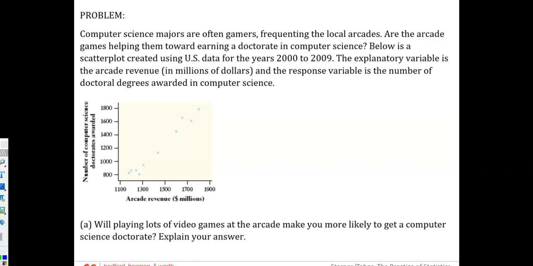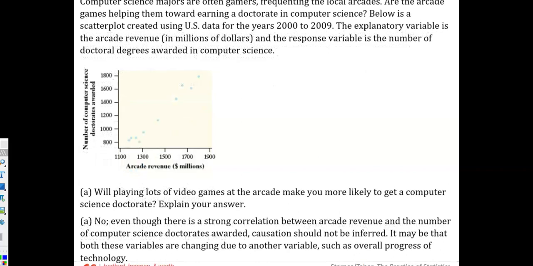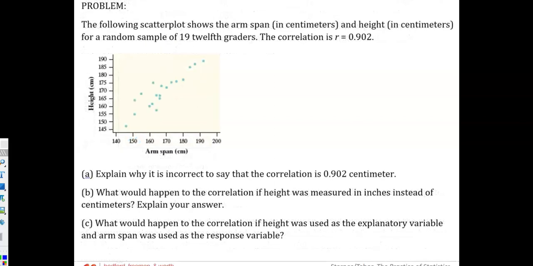So you might think, oh, that's going to do that. But it's kind of implying causation here, isn't it, the way the question is worded? Actually we might predict that could happen, but we're not going to say one causes the other to happen. So even though there's a strong correlation, causation should not be inferred. We cannot go there. We can predict, but we can't make a causation claim.